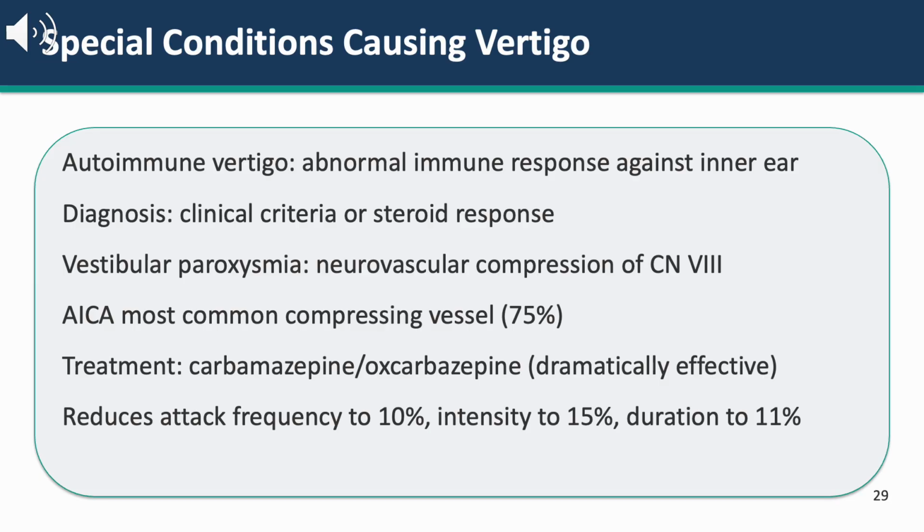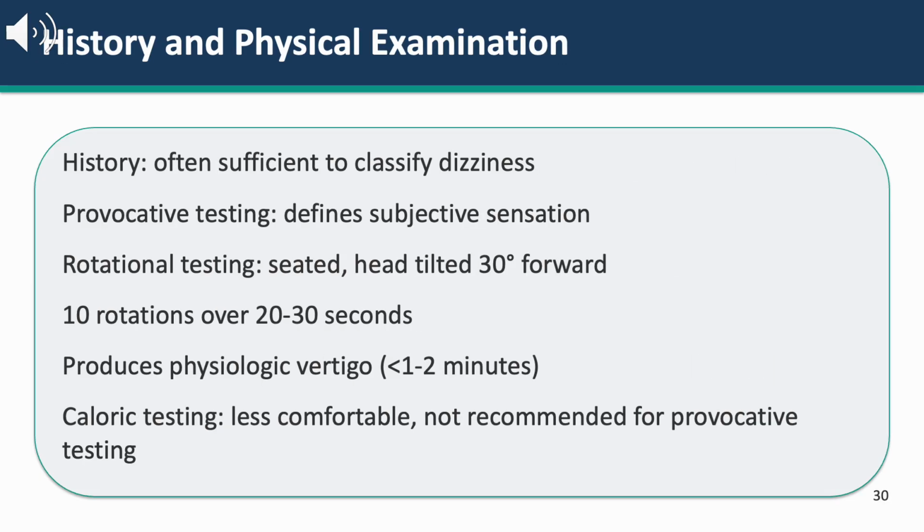Section 9, Diagnostic Evaluation, slides 30-40. The history and physical examination are frequently sufficient to classify vague complaints of dizziness into one of the major categories, and perhaps even to suggest an etiologic diagnosis. Provocative testing is helpful in defining the subjective sensation.